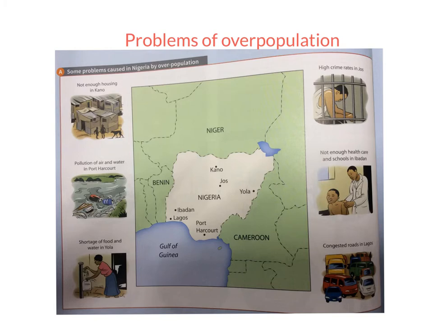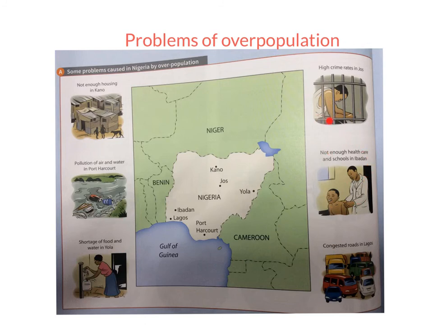The problems of overpopulation go beyond that. Because there is this high population growth rate, there are a lot of people, there may well not be enough housing within certain areas, and Kano is one area where there is not enough housing for people. There will be a shortage of food and water. There's not enough of that for the people. Congested roads, such as those we saw in the opening photo in Lagos. Not enough healthcare and schools, and particularly schools for the young population.